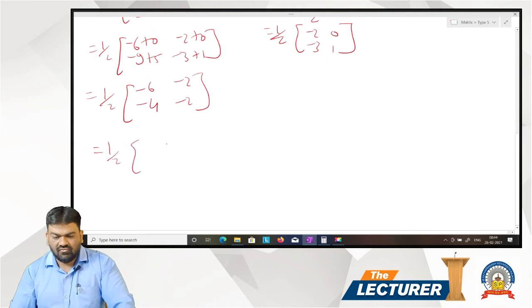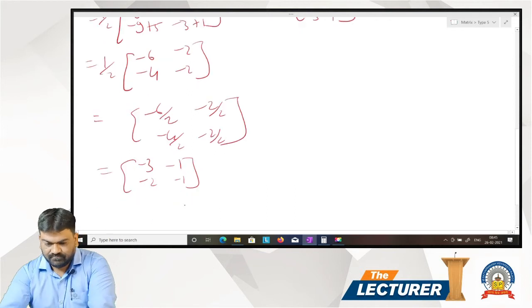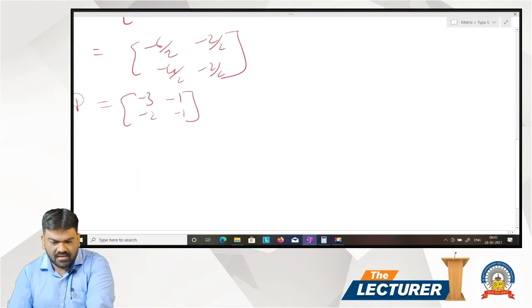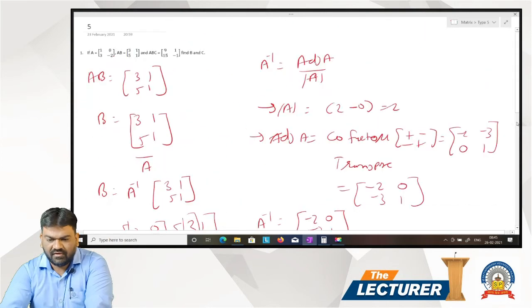So 1 by 2 multiplied inside, and 1 by 2 multiplied inside, so for each denominator we get -2. So -3, -1, -2, -1. This is B. Now we have to find out C.